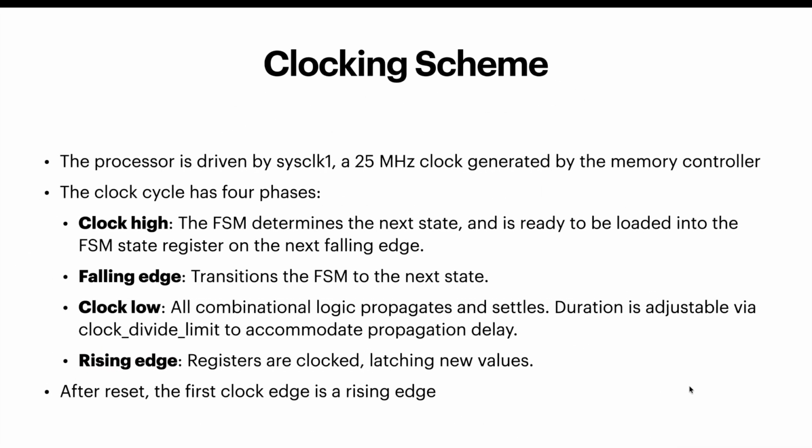For a clocking scheme, the processor is driven by sysclock1, a 25 MHz clock generated by the memory controller. The clock cycle has 4 phases. Clock high, the FSM determines the next state and is ready to be loaded into the FSM state register on the next falling edge. Falling low, transitions the FSM to the next state. Clock low, all combinational logic propagates in cycles. Duration is adjustable via clock divide limit to accommodate propagation delay. And rising edge, registers are clocked, latching new values. After a reset, the first clock edge is a rising edge.